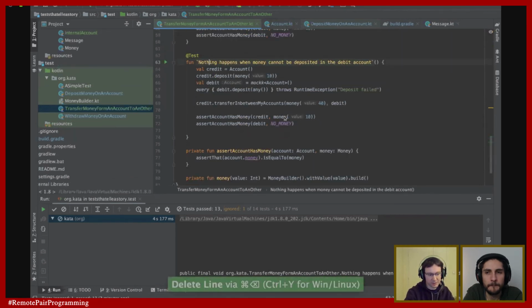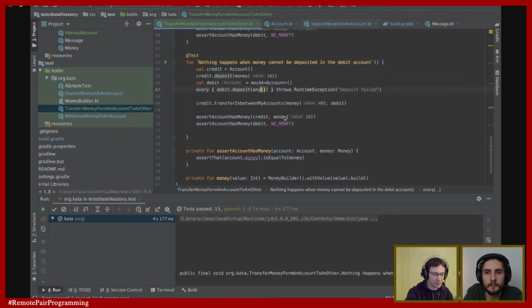So actually, this is this test, and here we said that we would like deposit not to throw an exception, but to return a failure message, which should be, well, deposit failed message, deposit operation failed. I don't know. Deposit operation failed. Failed or failure, success, failed. Something like this, maybe.